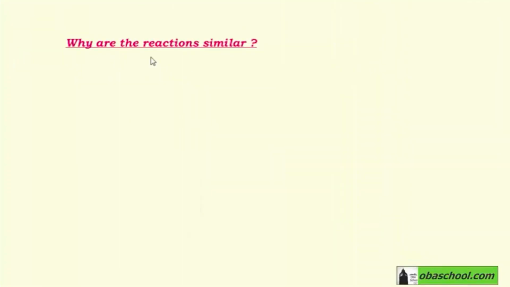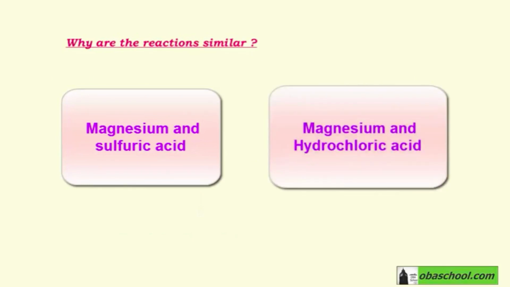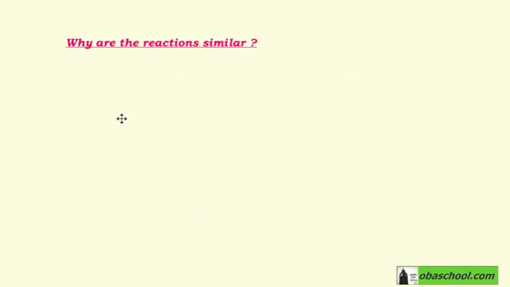Why are the reactions similar? We've talked before about the reaction that occurs between magnesium and sulfuric acid, and then about the reaction between magnesium and hydrochloric acid. We noticed that the reactions are similar, and nothing changed except the acid's name and the salt produced. So why are the reactions similar, in the case of magnesium and sulfuric acid, and in the case of magnesium with hydrochloric acid? Let's see together.